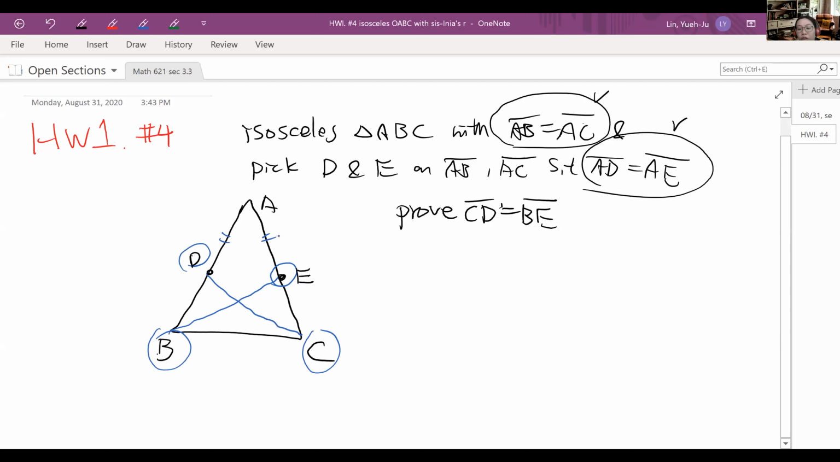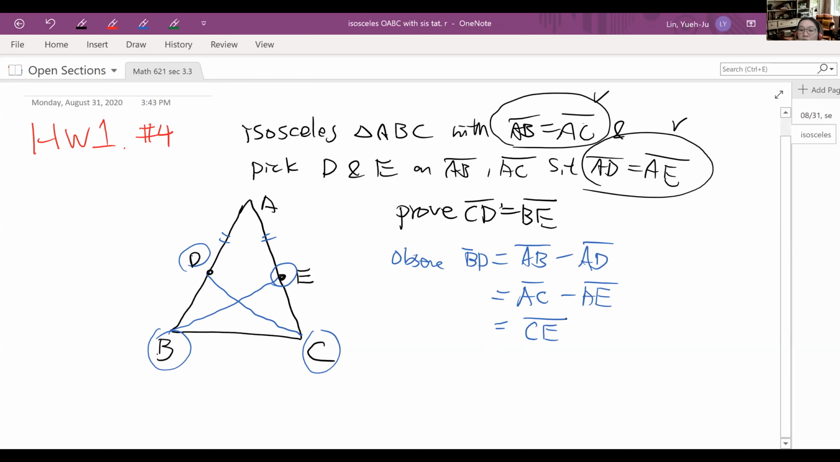So the first thing, there's several ways of doing this problem using the SAS congruent scheme. I'm going to do it the way that I saw most people did it. First of all, you have these two conditions. I'm not going to write a complete sentence because I want to do it quick. You observe that BD is essentially AB minus AD, right? But AB is the same as AC, and AD is the same as AE. So this tells you that BD is the same as CE.